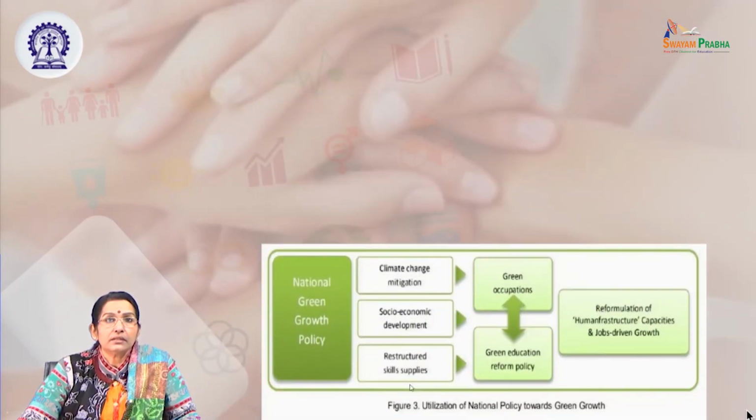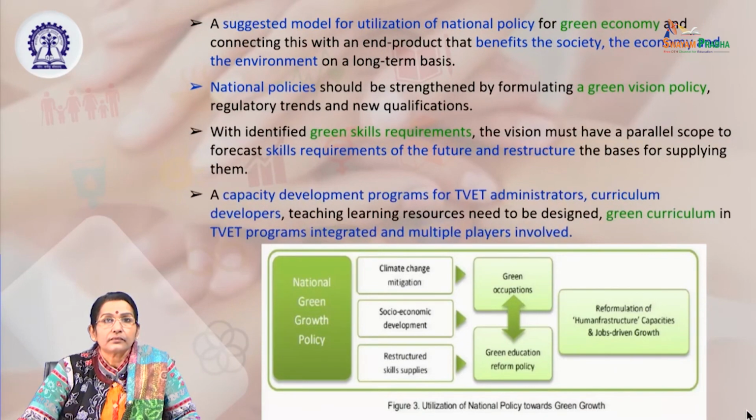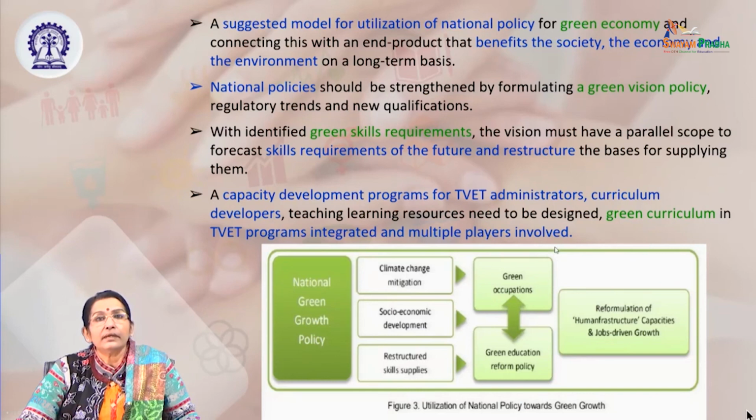This is the national green policy. So, this is the green policy, that is, utilization of the national policy towards green growth. This is the model which has been suggested for the national policy for the green economy, connecting this with the end product of benefit to society, economy and environment, because ultimately the beneficiaries will be the society, our economic structure and infrastructure, and the environment.